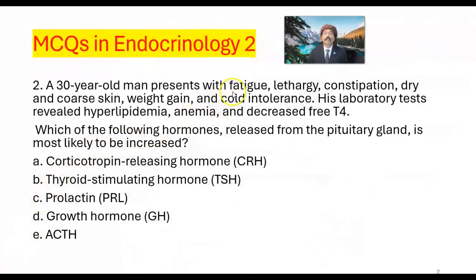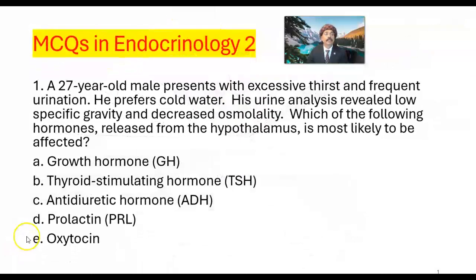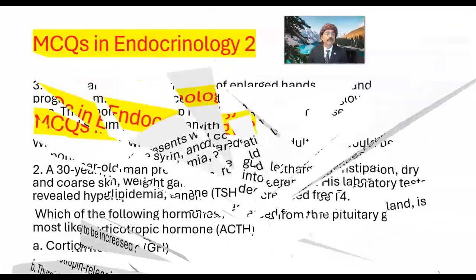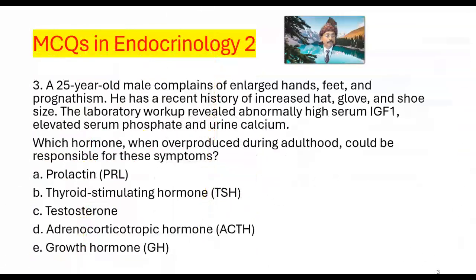Here this is a typical picture of hypothyroidism. Okay, now here this is a typical picture of diabetes insipidus. So the antidiuretic hormone is decreased, less produced from supraoptic nucleus. Okay, we got that. Now we'll go to the fourth question.